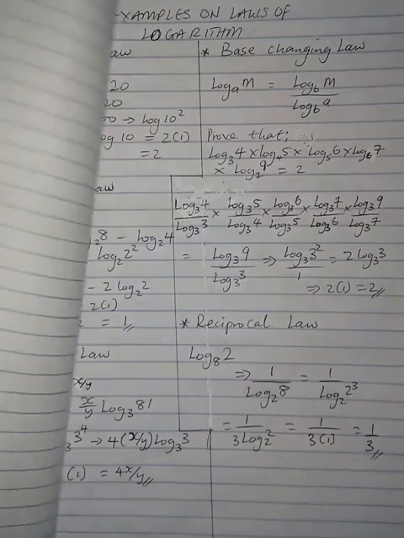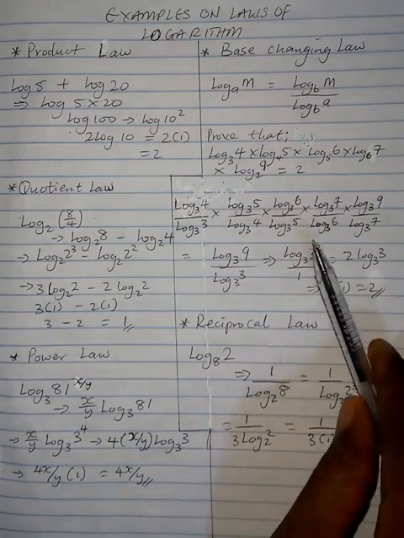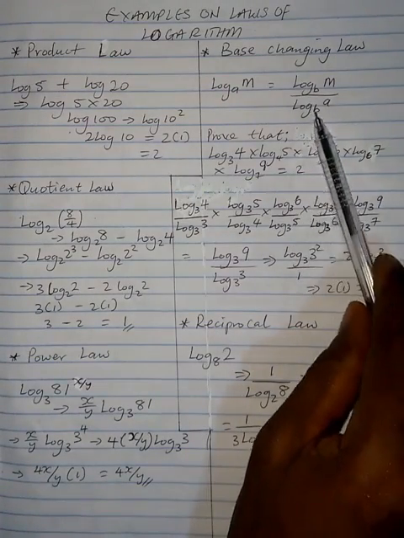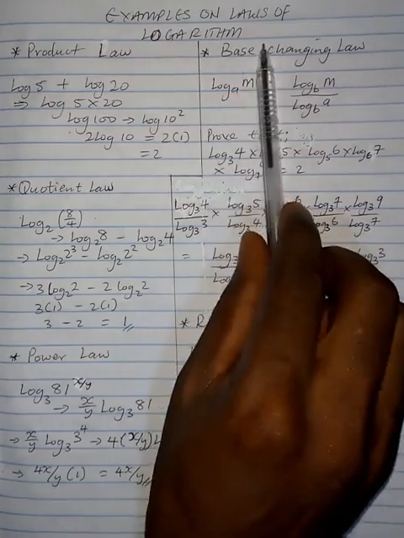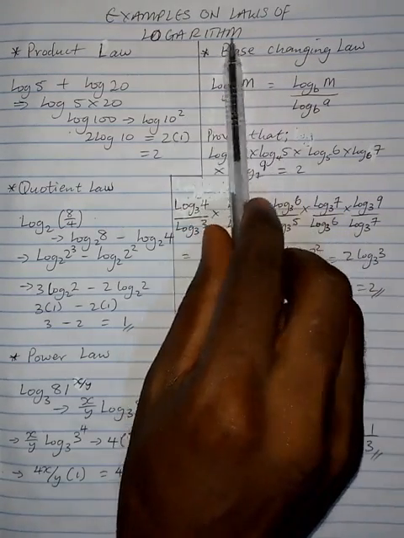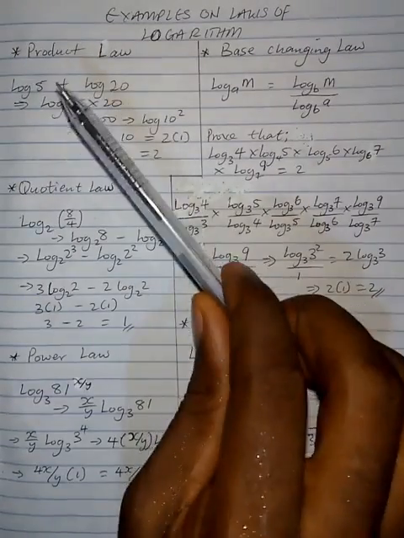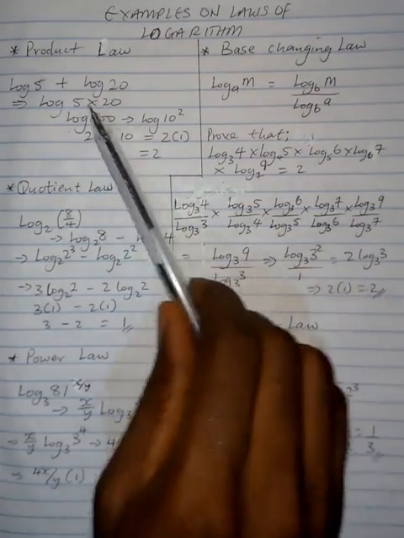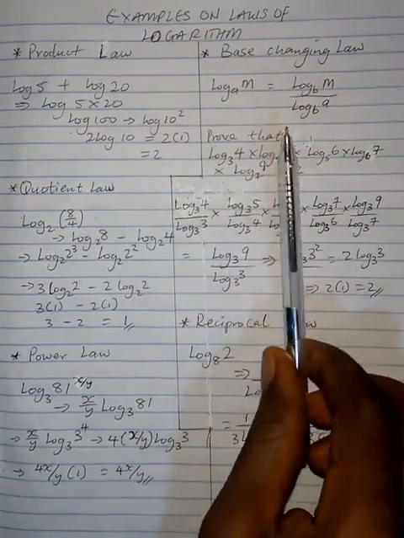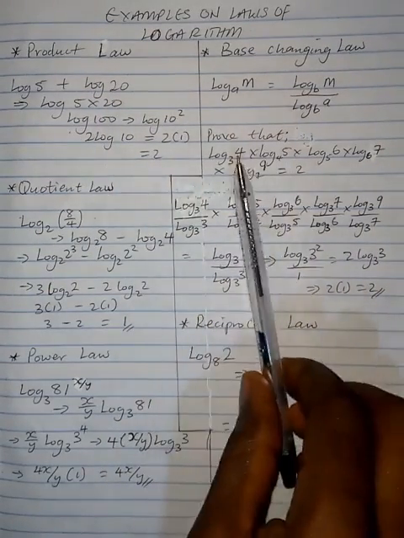All right. So at this point, I'm dealing with examples on the laws that I just did now, one example for each. Now, before then, in the next tutorial, we'll deal with multiple laws combined.